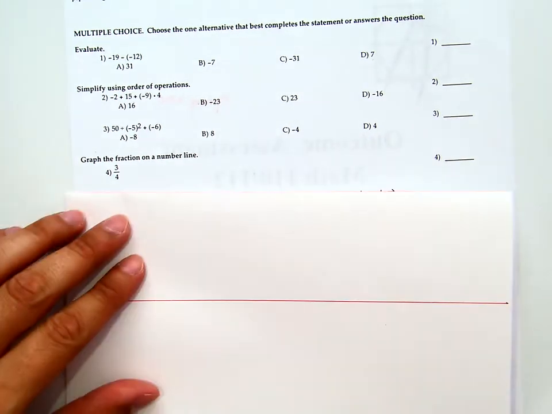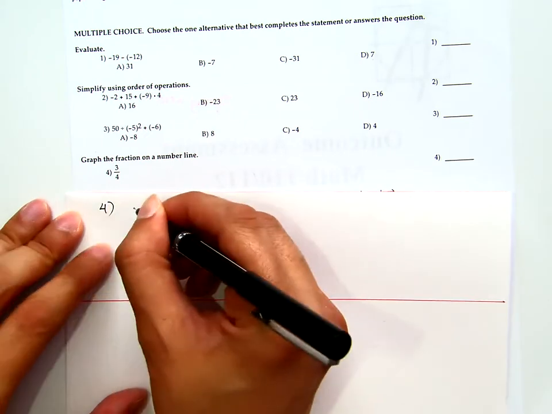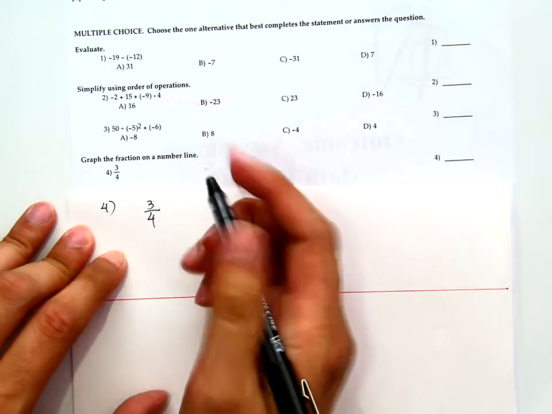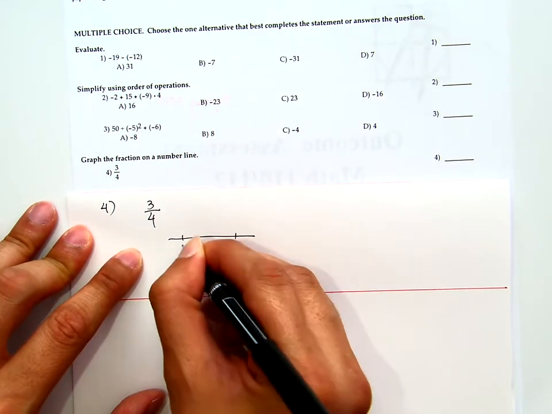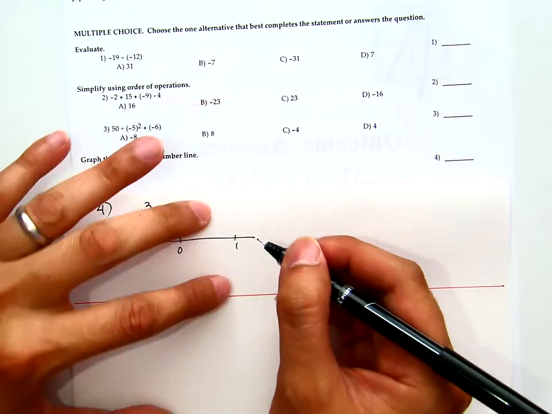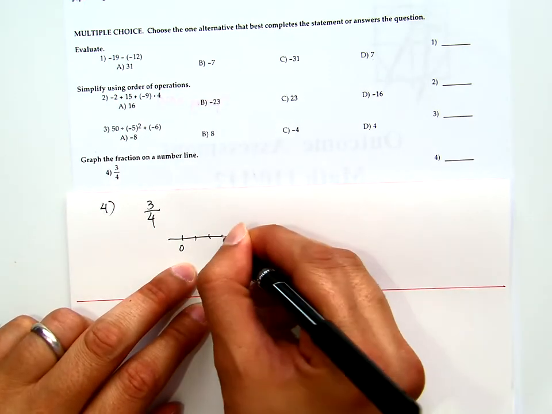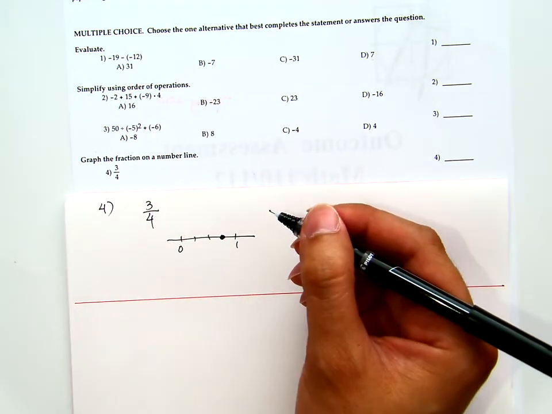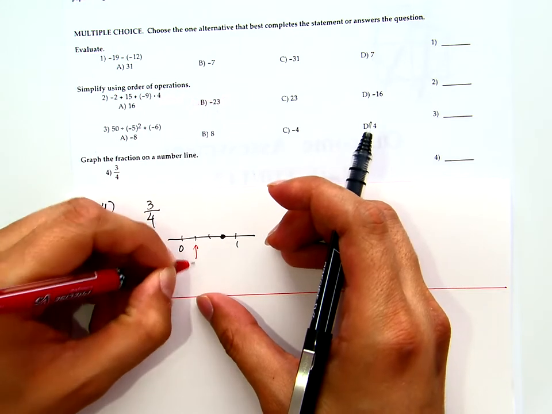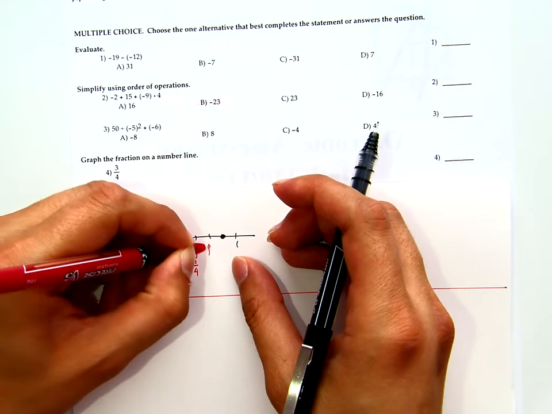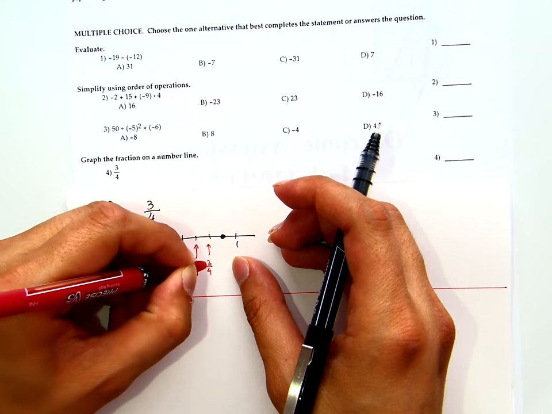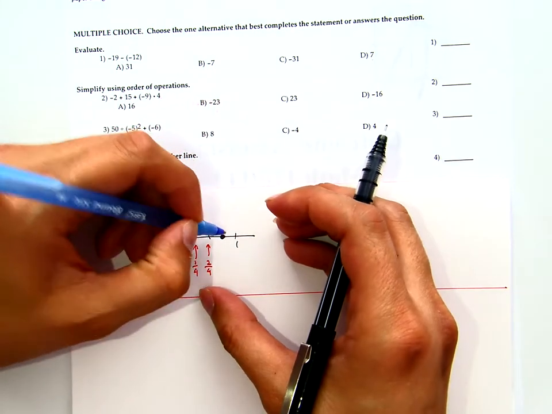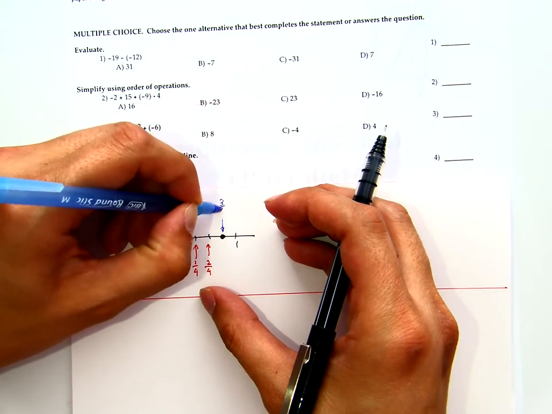Number 4. Graph this on the number line: 3/4. What is that on the number line? 3/4 means if you have one unit, 0 to 1, you divide it into 4 equal spaces, and then you take the third one. This will be 1/4 here. This is 2/4. Right? This is the one we want. This is 3/4.